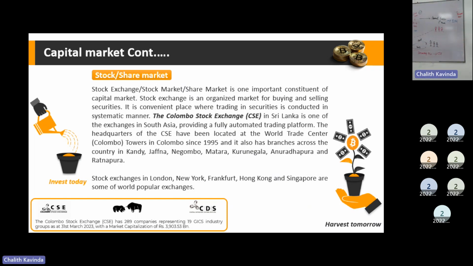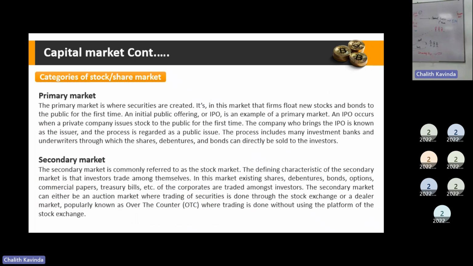If not, we are going to discuss this. Primary market and the secondary market. Here it says primary market is where securities are created. Here you could see the companies issuing securities for the first time, so at the time these shares are being created.